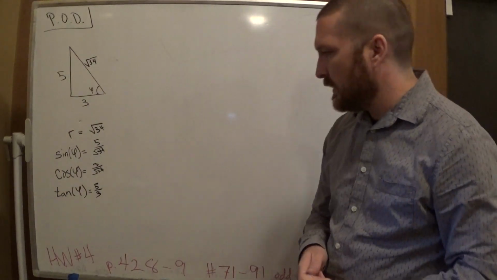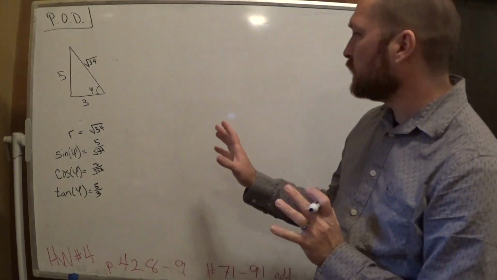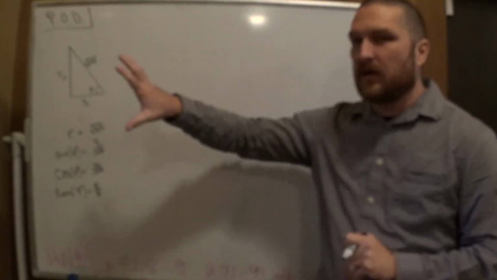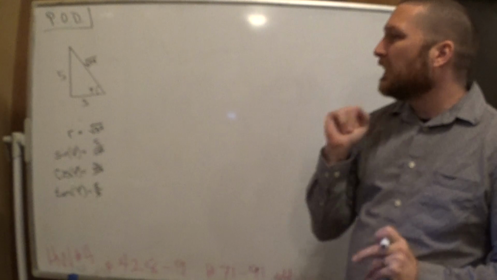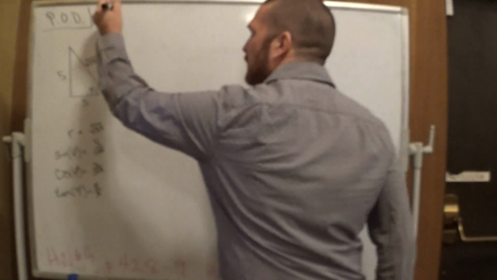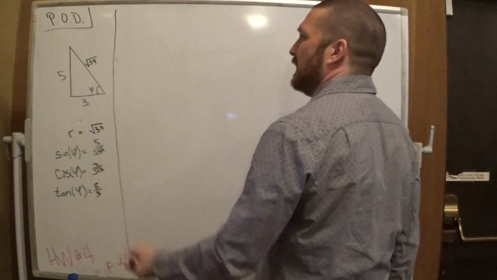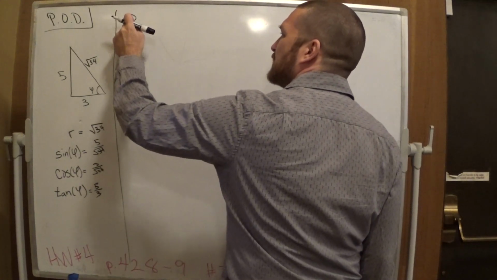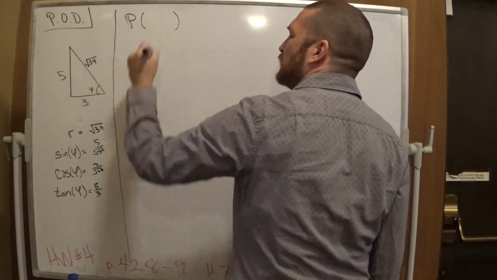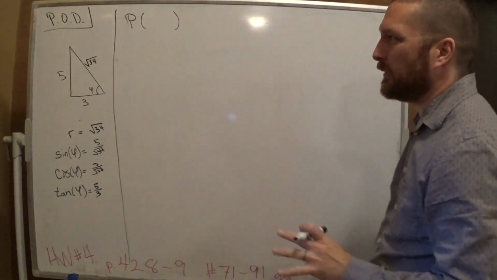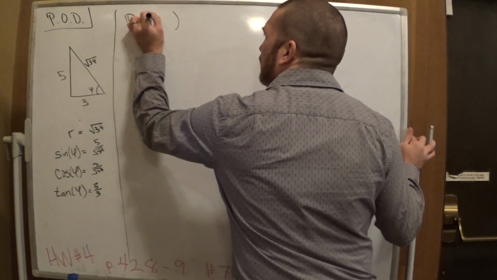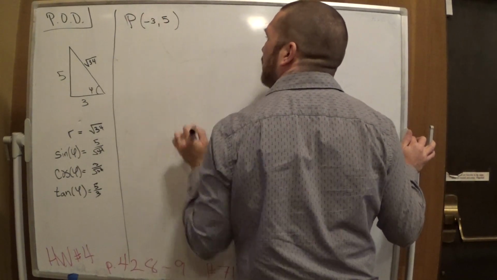Now, you see how I set this up, right? I just gave you a triangle. Another way I could have done this is to think about a point, and this is how your book does it. It uses a capital P and then gives you coordinates. Anytime you see that capital P, it means the point. And I could have said the point -3, 5.